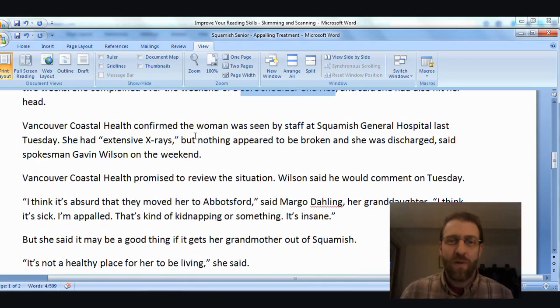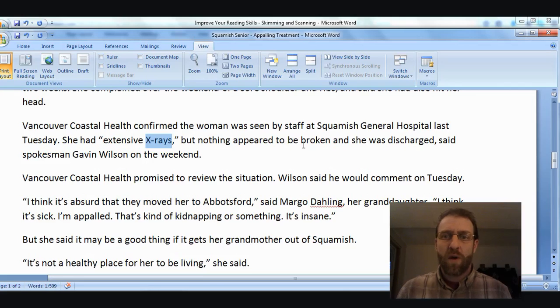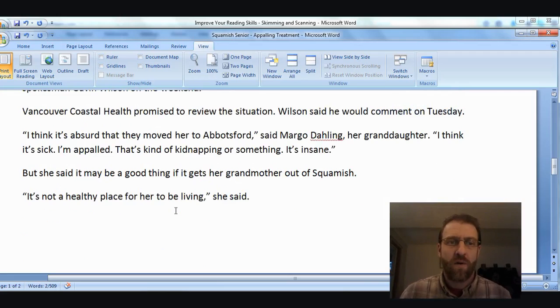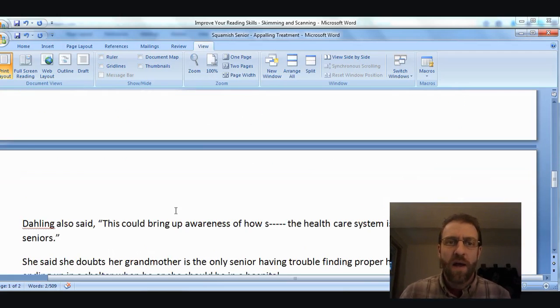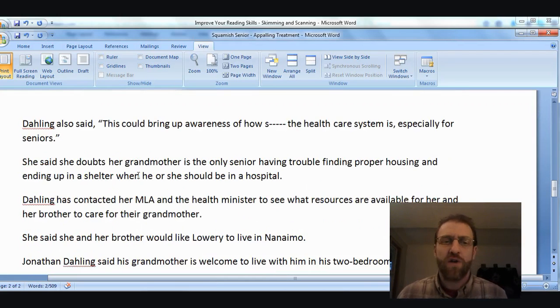Now we keep going through here. I see the words hospital is jumping up at me. X-rays pops out here. Oh, broken, discharged. These are important words. Okay, as we go through the story, we'll find that each paragraph has information for us like this, and we're looking for the content words to give us a feeling for what's happening. We'll keep moving here and see what else we see.